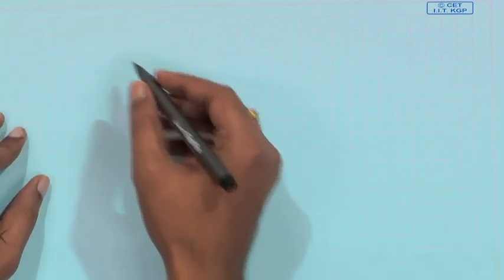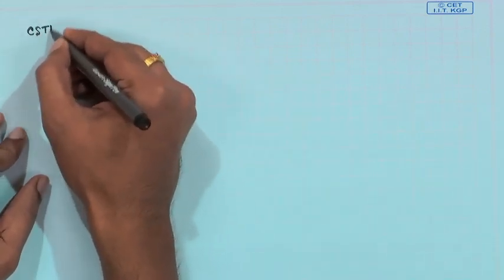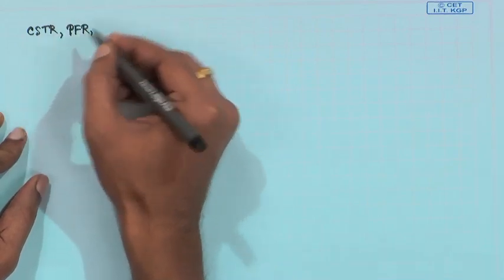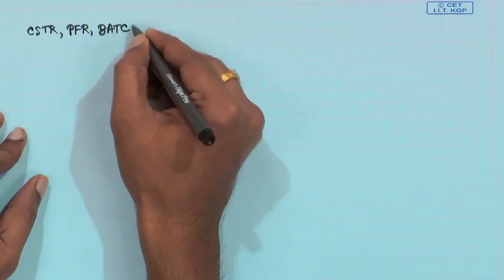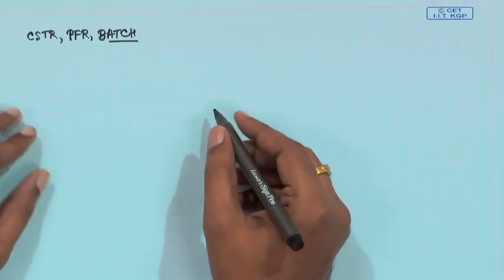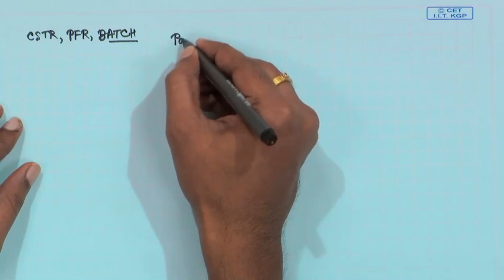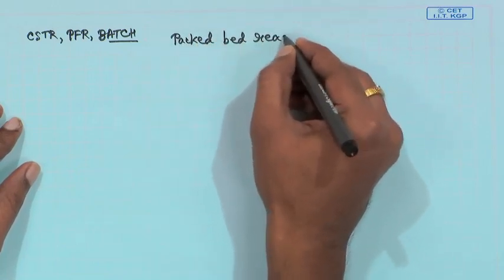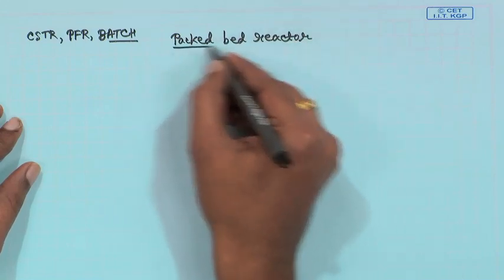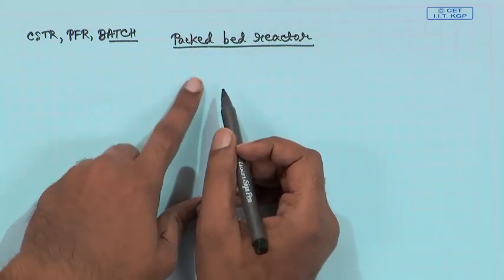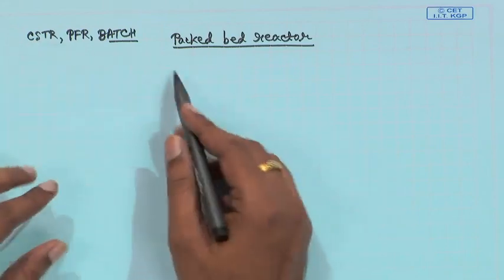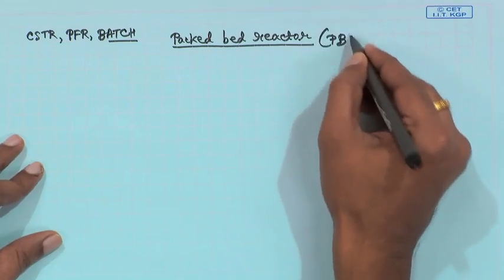So, we have talked about the design principle of CSTR, the plug flow reactor, and the batch reactor. Today, we are going to start talking about the design principle of the packed bed reactor. We did not introduce this at all when we classified the reactors before, but now I am going to tell you that this is also a kind of flow reactor other than your CSTR and PFR. So, packed bed reactor, this is PBR.